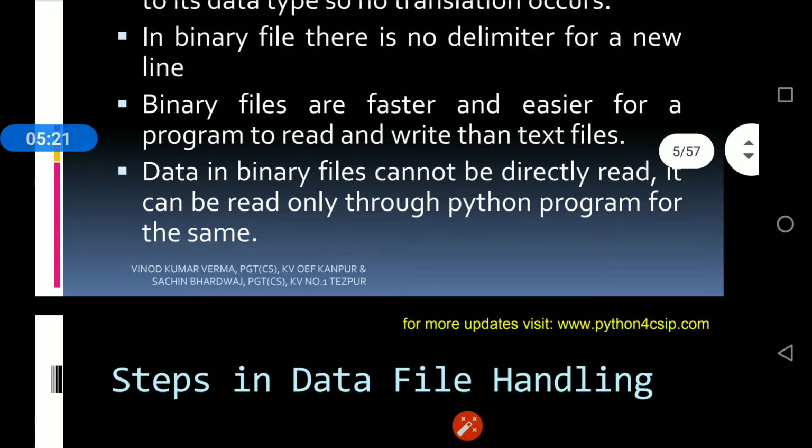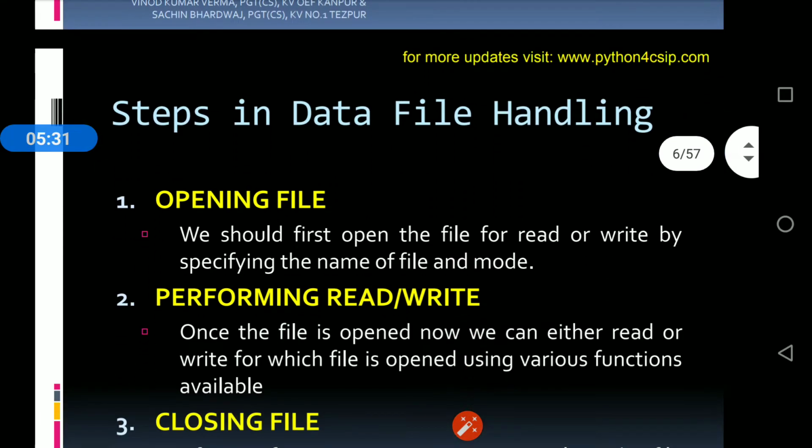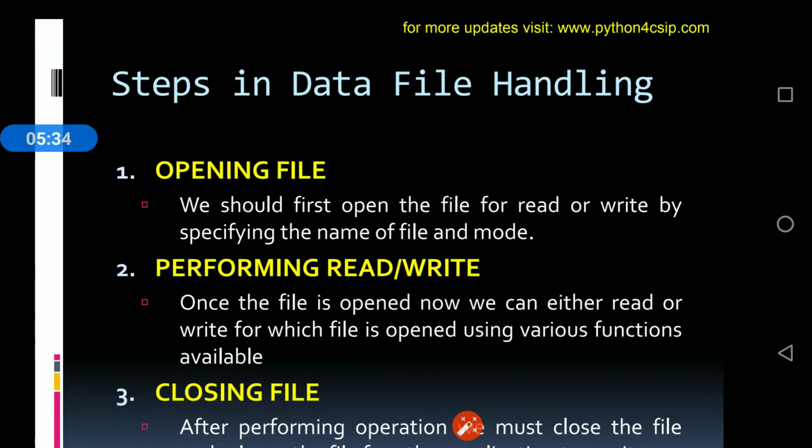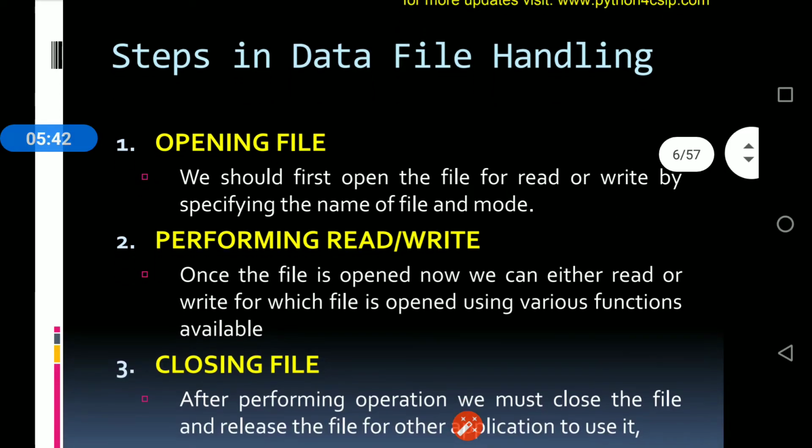Now data in binary files cannot be directly read. We have to use Python programs to read data or to write data in a binary file. So the same method goes for binary file also. We will use a Python program for accessing data from the text files and binary files and writing data to the text files and binary files. So let us see some of the steps.